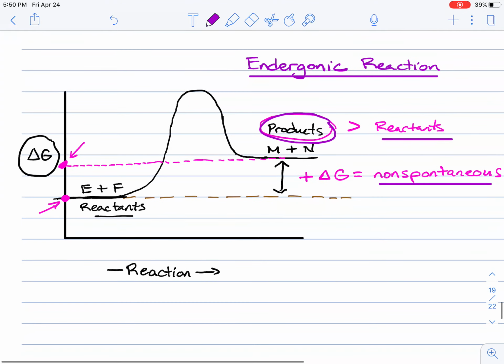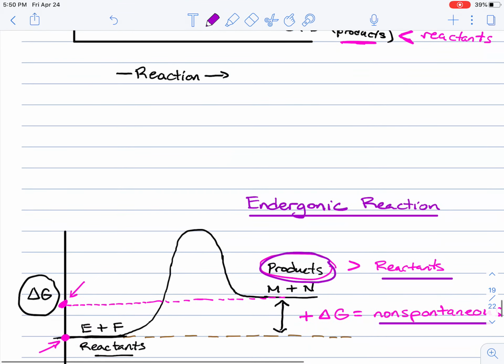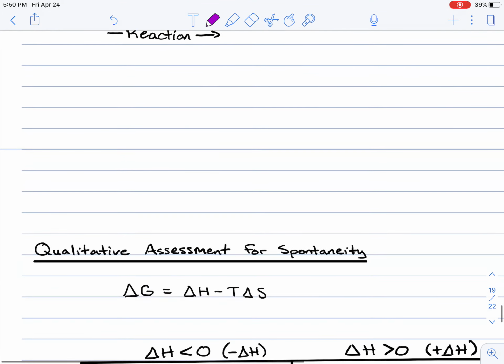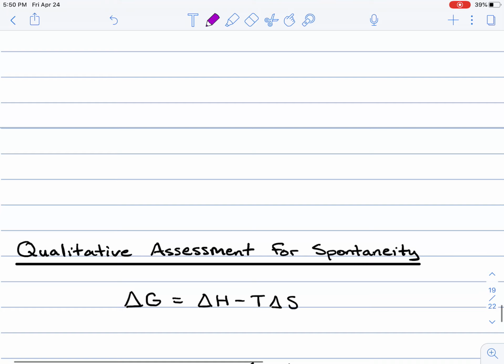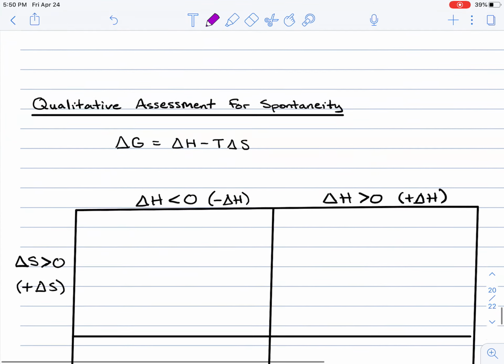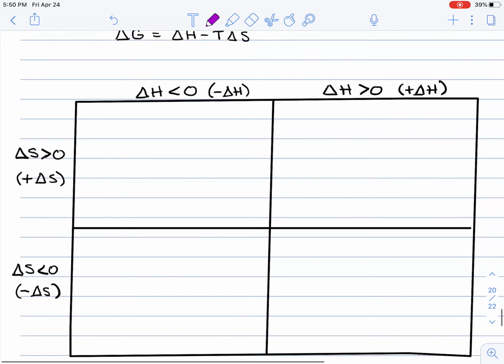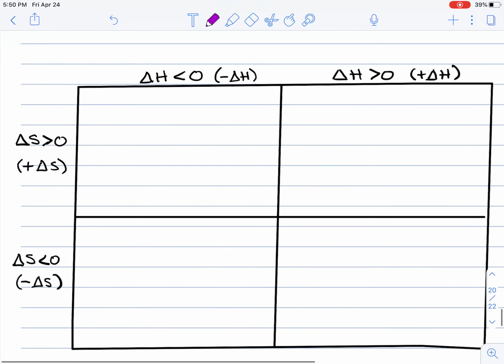All right. So now that we've created this visual for both exergonic and endergonic reactions, for both spontaneous and non-spontaneous reactions, the last thing we're going to do is learn how to use this equation to qualitatively assess the spontaneity of a chemical reaction. I'm going to zoom out just a little bit. Here we are going to consider six scenarios, really. Right now it's a 4 square, and you'll see why I said 6 in just a second.